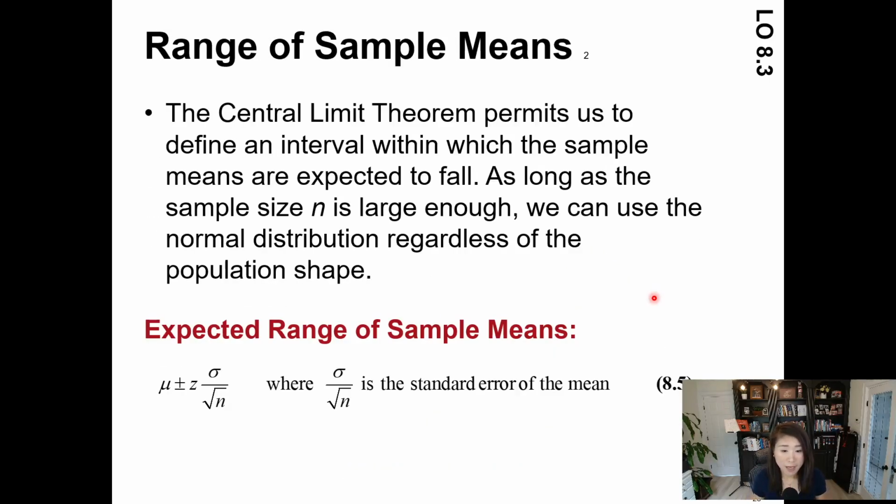Okay, so now after we know what the sampling distribution is, what the central limit theorem is, and what it does, let's talk about the range of the sample mean. The central limit theorem permits us to define an interval within which the sample mean is expected to fall. As long as the sample size n is large enough, we can use the normal distribution regardless of the population shape. So what is the use case here?